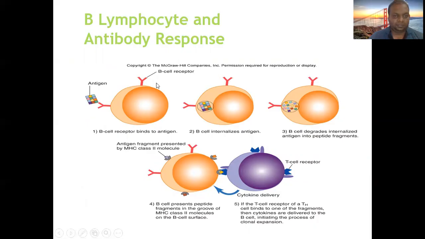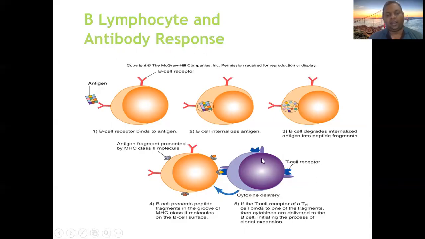So here, once the B cell engulfs the antigen, the B cell is also an antigen-presenting cell. It degrades and internalizes the antigen into peptide fragments, with the presence of T cells and a co-stimulatory signal. The B cell presents the peptide fragment in the groove of the MHC class 2 molecules on the B cell surface. Now, if the T cell receptor of a TH cell binds to one of these fragments, then cytokines are delivered to the B cell, initiating the process of clonal expansion.